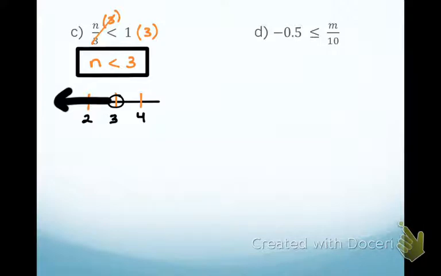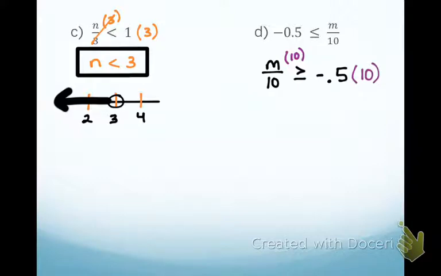Haley, is my variable on the left side? No. Can you tell me how to rewrite it so the variable is on the left side? n over 10 is greater than or equal to negative 1. You are correct. Now how do I get rid of that divide by 10? Good job, and we're going to go ahead and multiply 10 on both sides.